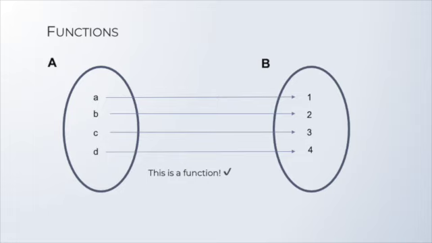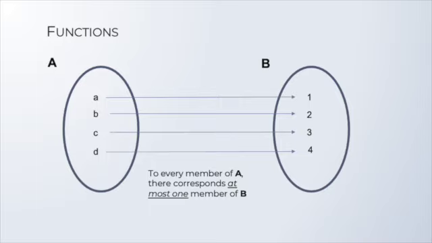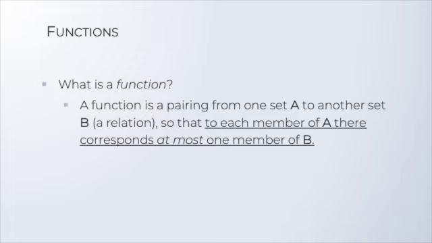And why is it a function? Because to every member of A, there corresponds at most one member of B. So if you think of A as the input and B as the output, you can see that every input leads to only one output in this case. So we can say that a function is a pairing from one set A to another set B, so that to each member of A, there corresponds at most one member of B.